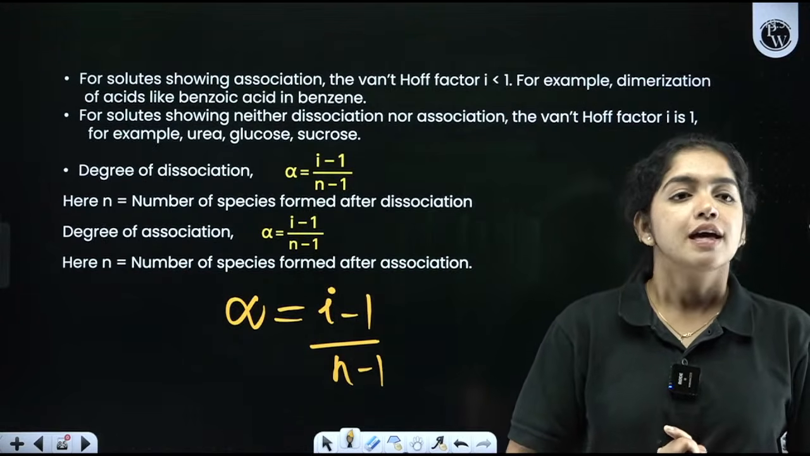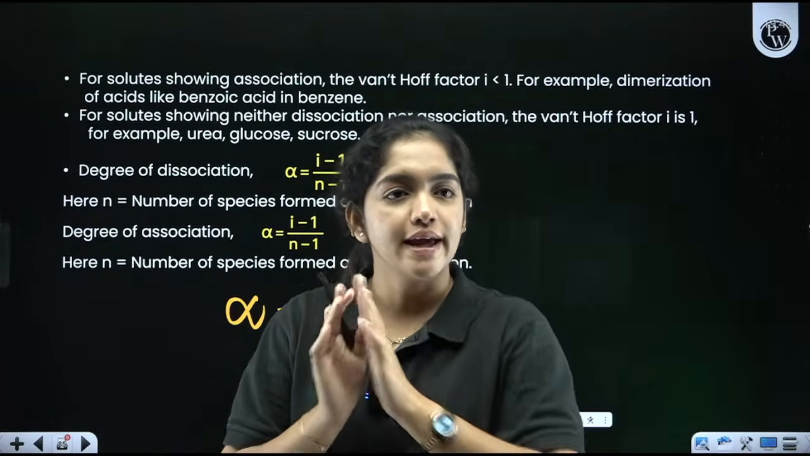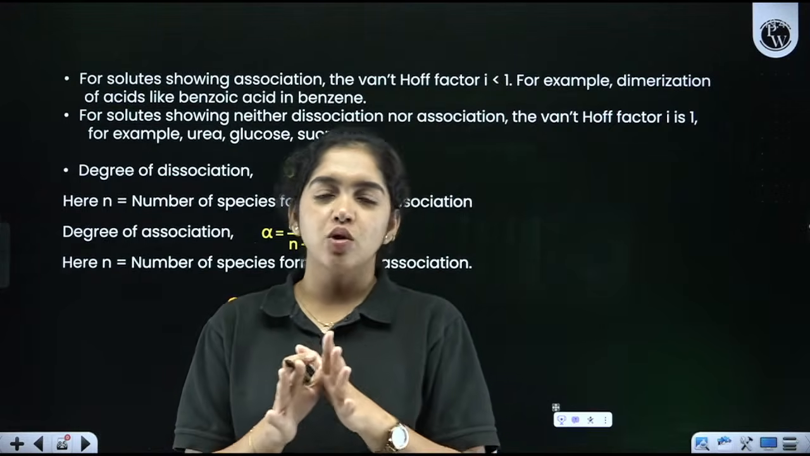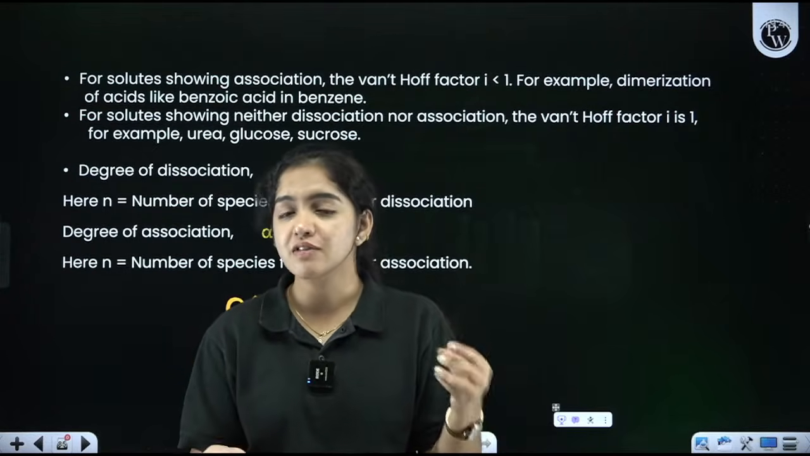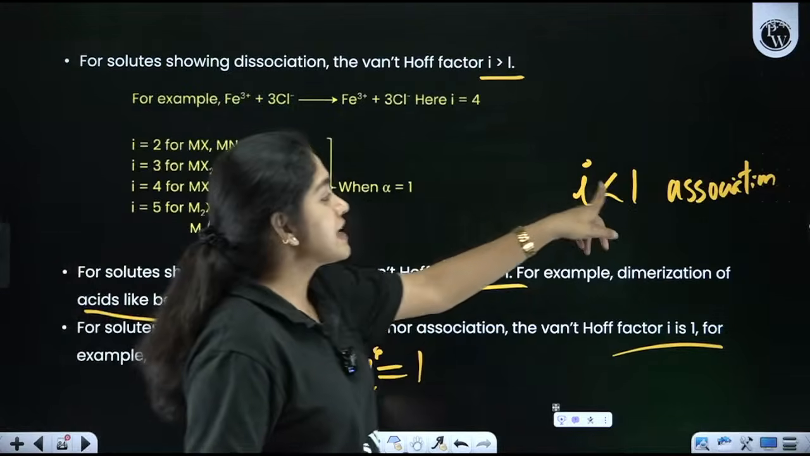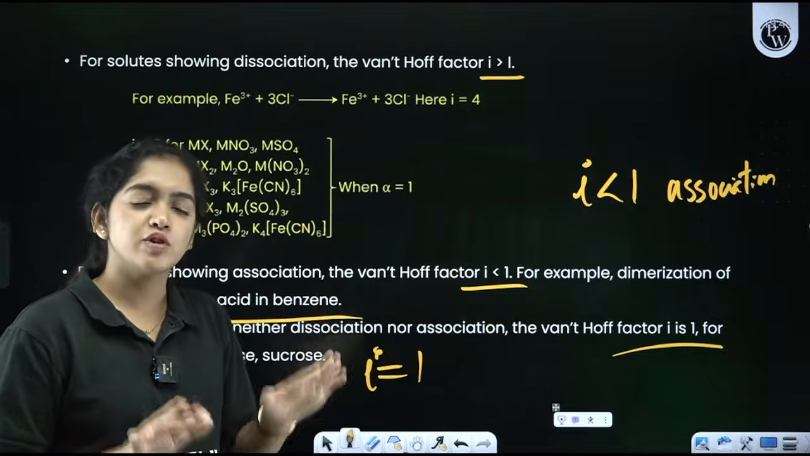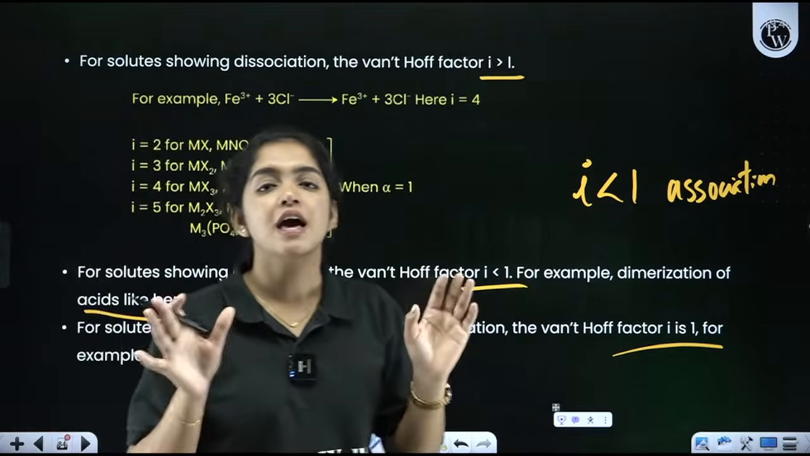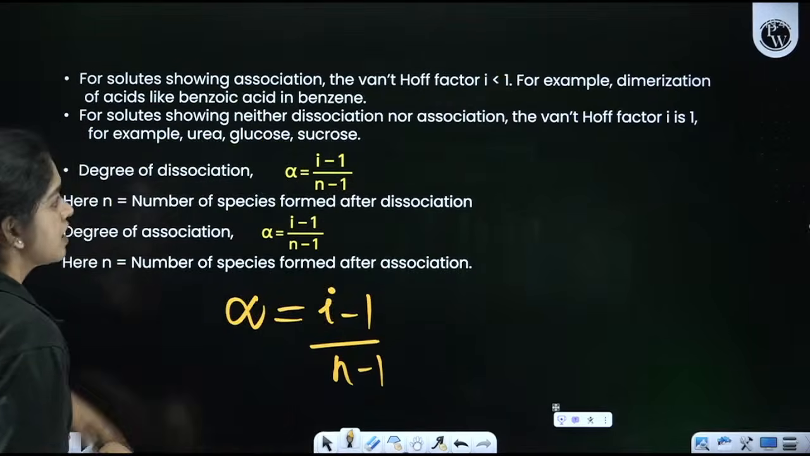If i is equal to 1, there is neither association nor dissociation. If i is less than 1, association. If i is greater than 1, dissociation. If no dissociation and no association, i will be equal to 1. Okay.